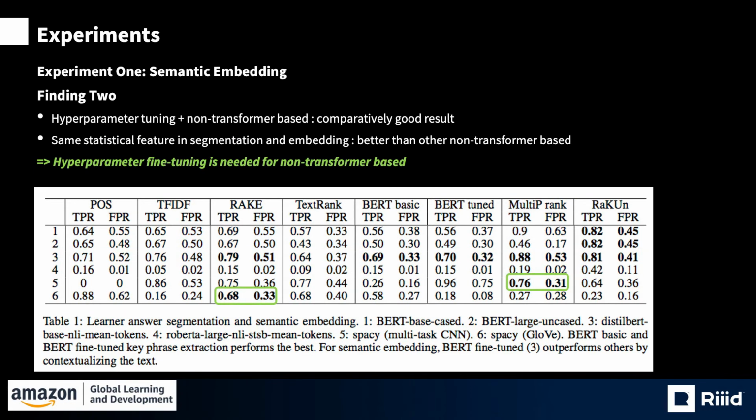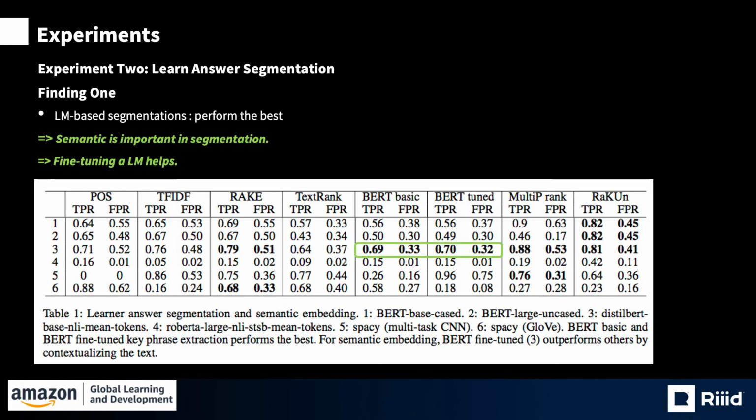Another finding is that we could fine-tune the hyperparameters to make the non-transformer-based ones work comparatively well. Hyperparameters here include the relevancy of the keywords and the similarity thresholding. And the third finding is that if we use the same statistical features in both segmentation and embedding, then the result is even better than the other non-transformer-based ones.